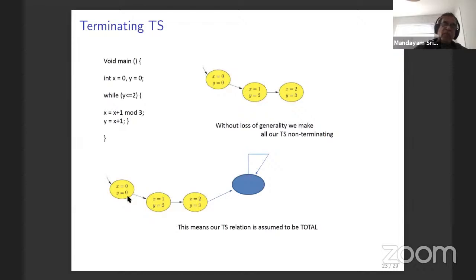It has to be defined for every possible combination of values for x and y. Of course it is defined for 0, 0, because there is a transition relation; there is an outgoing transition. It's only when there is no outgoing arrow from a state that I call it not total. If the transition relation fails to define a successor state for any particular state, that's when it is not total.